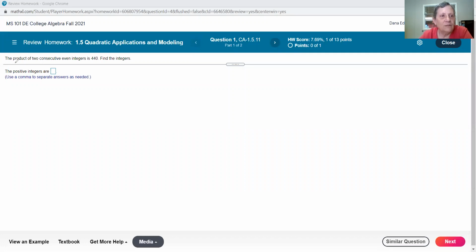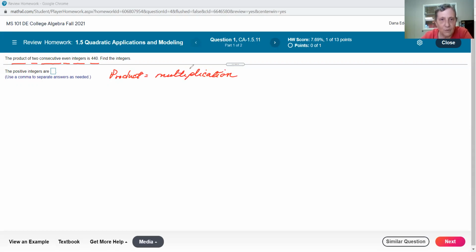This problem deals with finding the product of two consecutive even integers whose product is 440. Okay, so first of all, you got to know the definition of all of these. Product is what you get when you multiply. So the product is the result of multiplication.